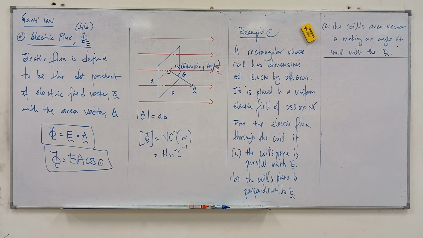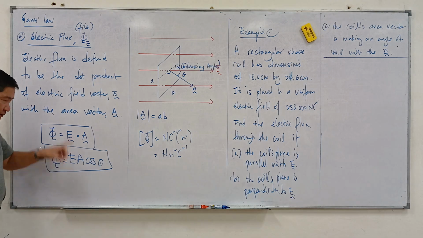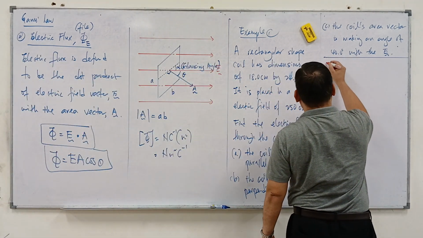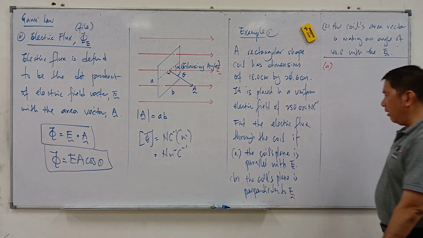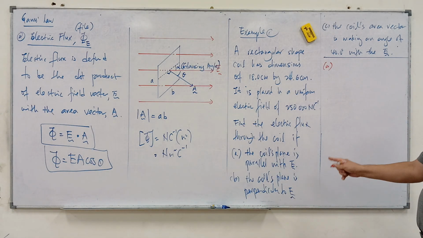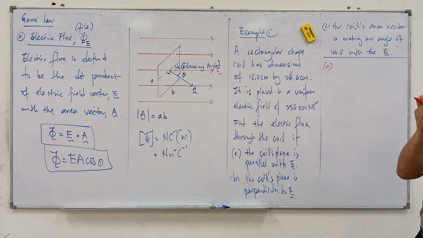Okay, done? So there's only one formula you're using. Let's have a look. That one, E A cosine theta, not this one. This one is a definition. You cannot use this one to solve. You have to use this one to solve the problem. Okay, A. Write down what you're given. You look at the coil plane. What is the plane? Plane is a surface. The surface is parallel with the E.